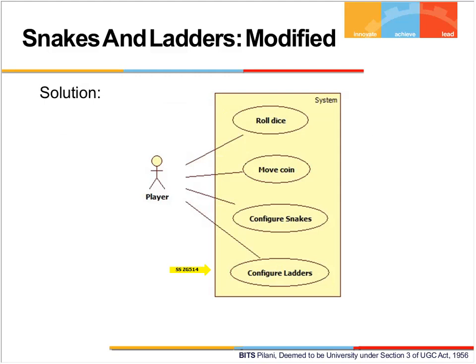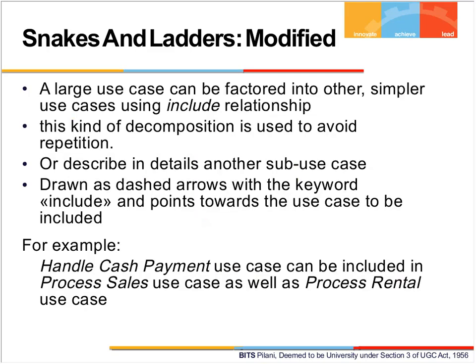You say we need a special player and a player. Why can't we make two players? No, we only represent one instance of a particular actor in the use case diagram. Okay, let's move to the next version.